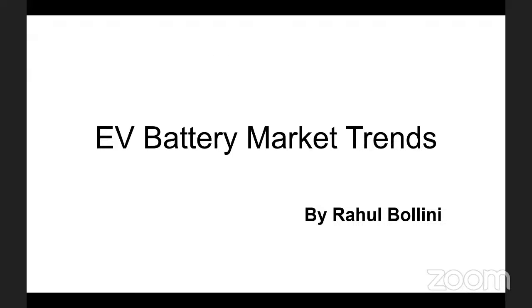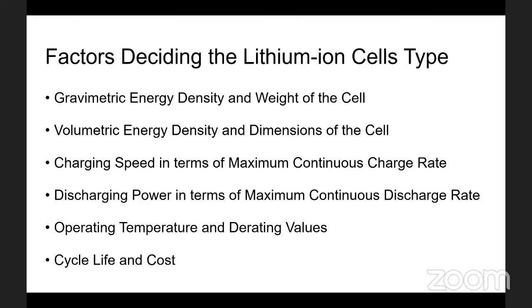So, hello everyone. I'm going to talk about EV market trends for batteries. Generally, these are the factors that decide which type of cells to use. Gravimetric energy density, which is directly proportional to the weight of the cell. Volumetric energy density, which is directly dependent on the dimensions of the cell. And this is very important when you want to pack in as much energy as possible.